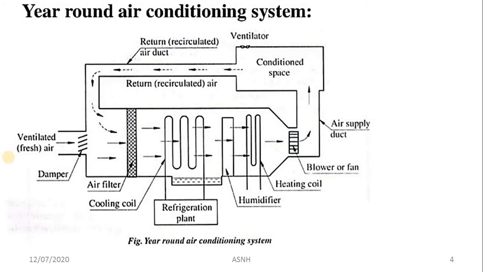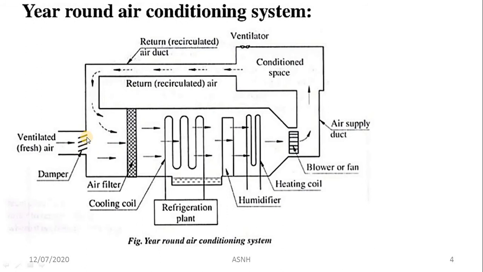The main purpose of this air conditioning system is to provide both heating and cooling throughout the year. In the winter season it helps to heat the room, and in the summer season it helps to cool the room. So it serves both functions. It is a combination of the summer air conditioning system as well as the winter air conditioning system. Basically these are the important components of the year-round air conditioning system.